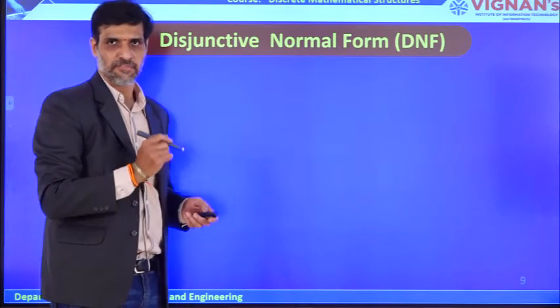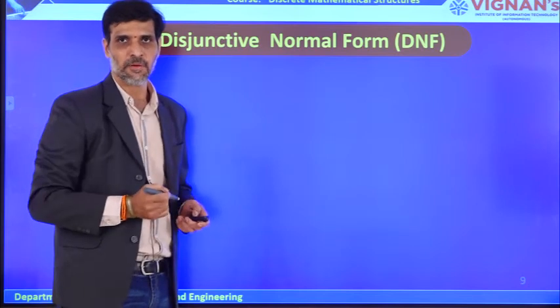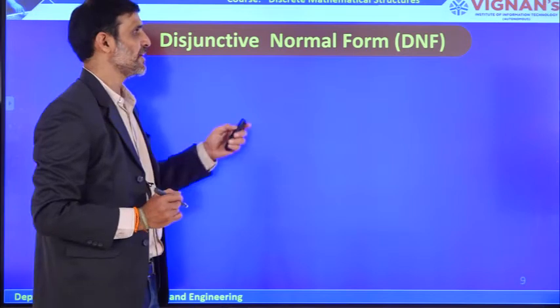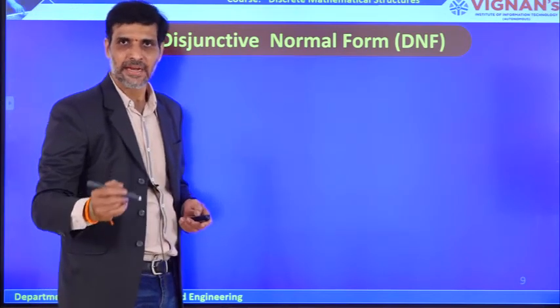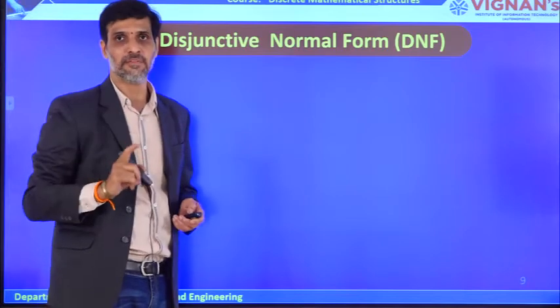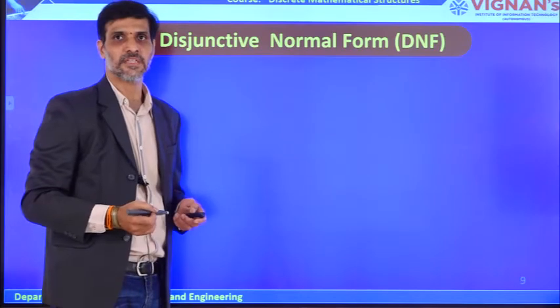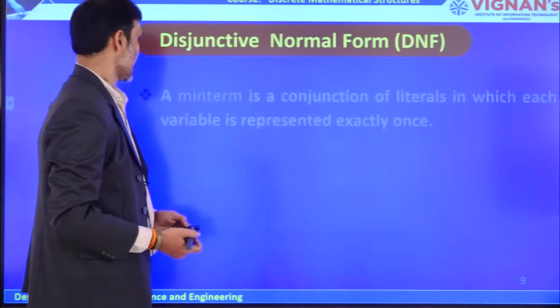Once we completed the first one, negation normal form, the another most important normal form is disjunctive normal form. It is simply denoted by DNF. Disjunctive normal form and conjunctive normal form, both are very, very important normal forms. Now, how do we convert the given sentence into disjunctive normal form? Let us try to understand.